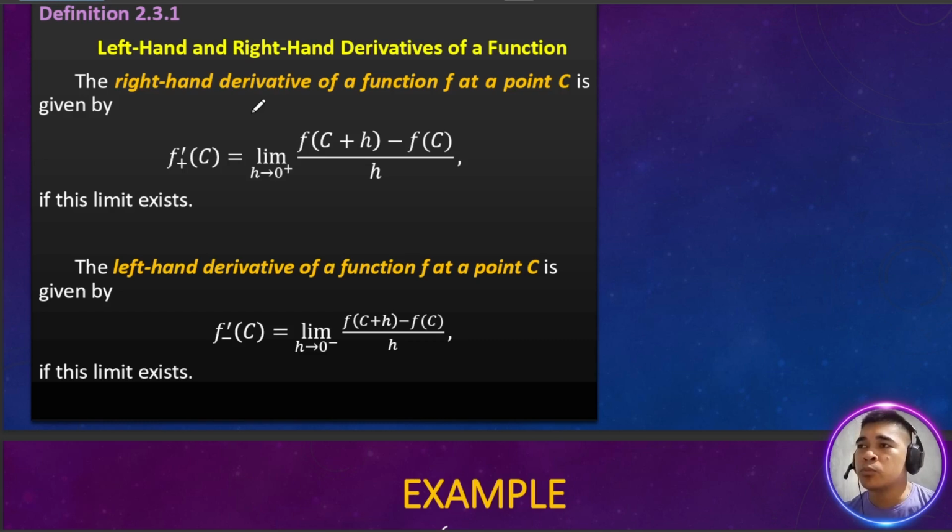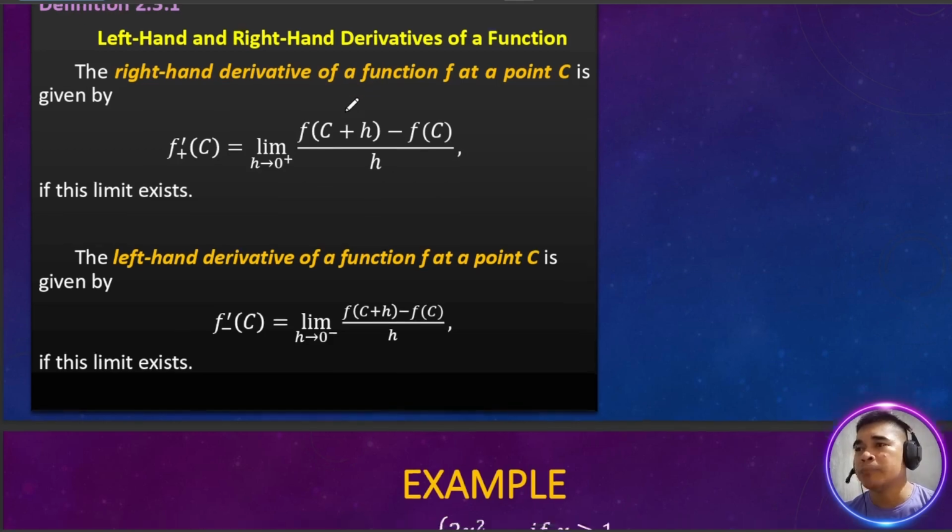So take note, these two formulas only differ on the symbol. We have the right and we have the left for the negative one. So the other parts of the formula are the same.